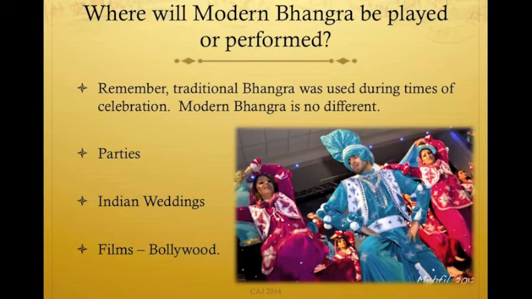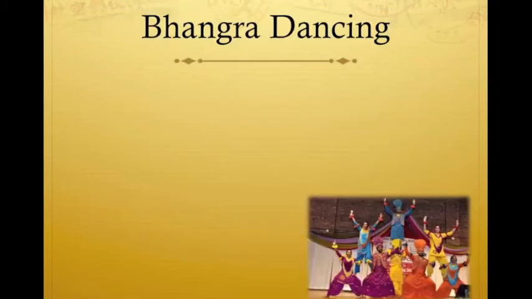And if you can remember a film that came out a few years ago called Slumdog Millionaire, the song that was released for that, which was Jai Ho by the Pussycat Dolls, has a lot of Bhangra influences within that song.